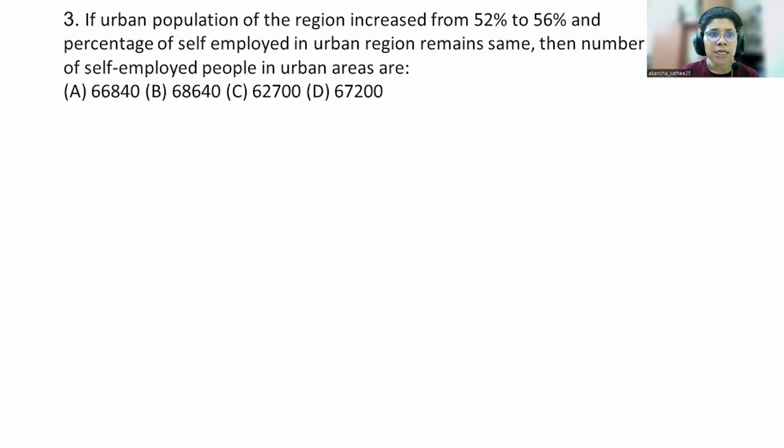Next problem. If urban population of the region increased from 52% to 56%, and percentage of self-employed in urban region remains the same. So what they are saying, if the urban population of the region is increased from 52 to 56, so new population of urban area is, total population was 3 lakh, right? So initially it was 52. Now they are saying they have increased it to 56 upon 100.